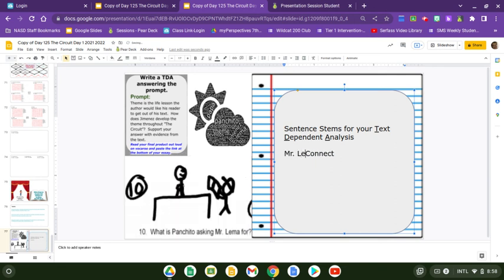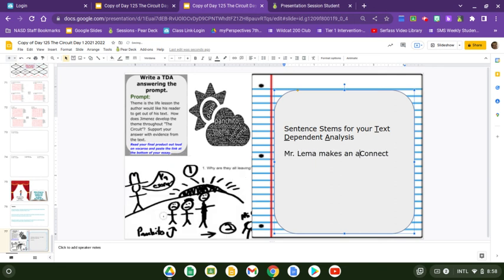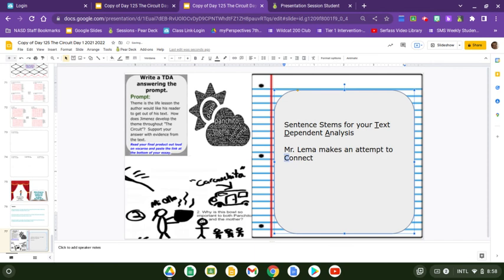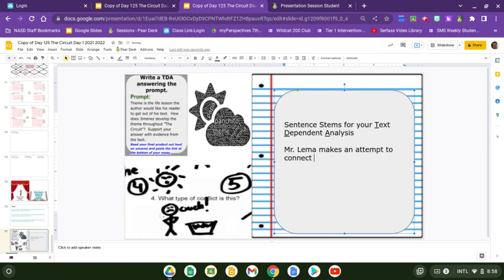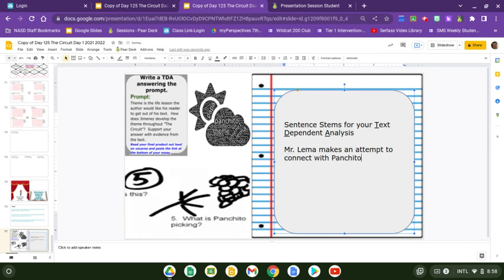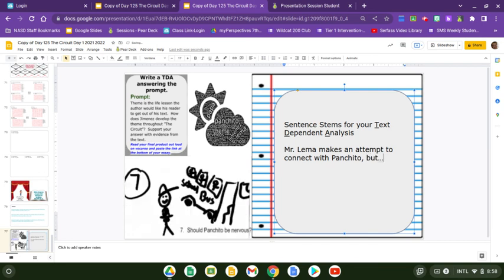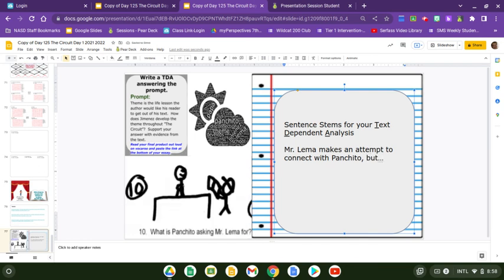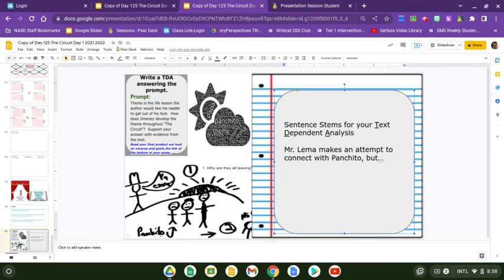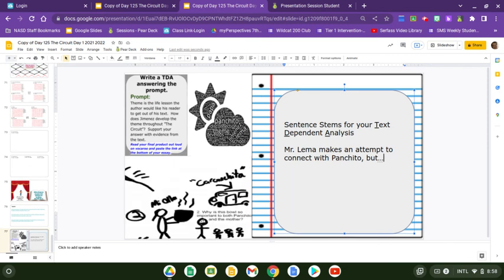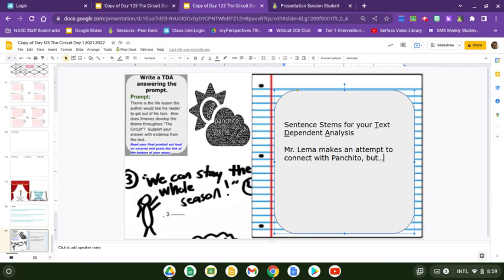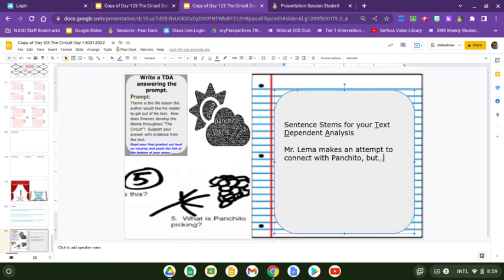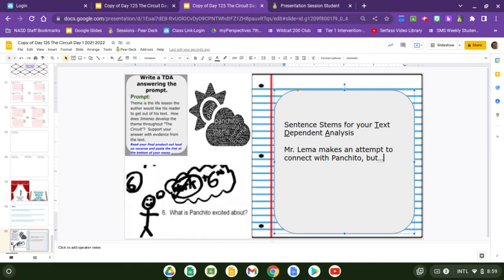Oh, I see. Mr. Lima seems to play a really strong role when it comes to connection. So Mr. Lima makes an attempt to connect with Panchito, but something occurs. And you can see that's something that occurs in the picture there to the left, the animation to the left. You can also suss it out using the word cloud above. Take a moment and you're welcome to use this sentence as well in your TDA.